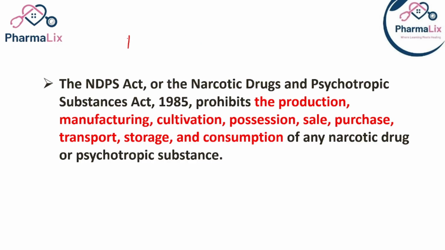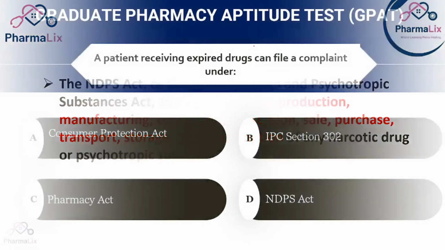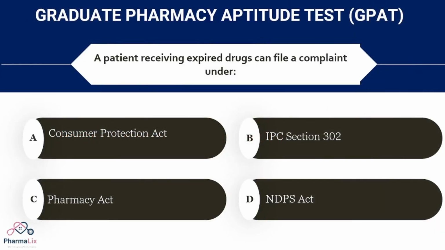And NDPS, it came in 1985. We have just now discussed that someone who had only one plate, now they have wanted 5 plates. So 1985. Okay. A patient receiving expired drugs can file a complaint under. There is a patient who has received expired drugs. Where should he file the complaint? He should file the complaint under the Consumer Protection Act or IPC section 302 or Pharmacy Act or NDPS Act.